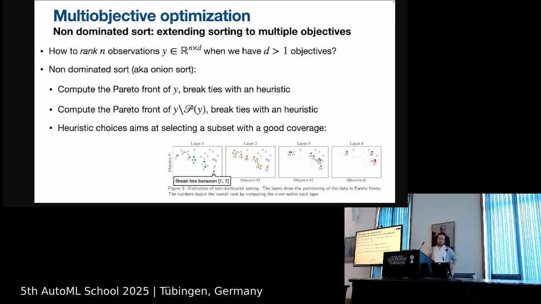One thing is how you break the ties, and there are some heuristics to do that. Typically, ideally you will want to find points that are far from each other, because then they provide good coverage given a low number of samples. But it's heuristic, and there are a few of them.